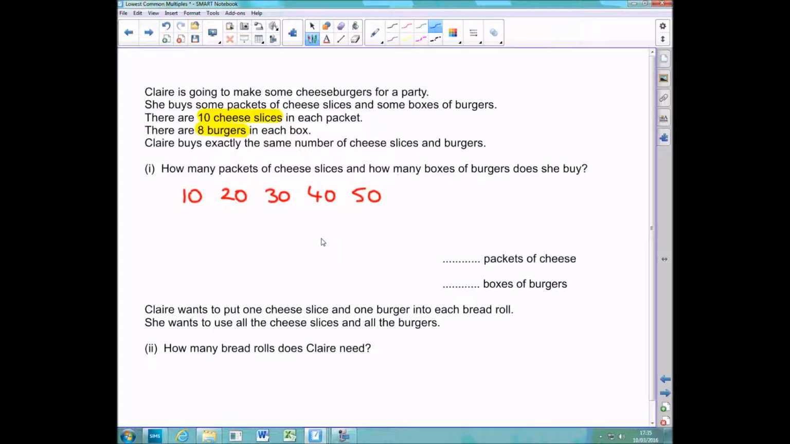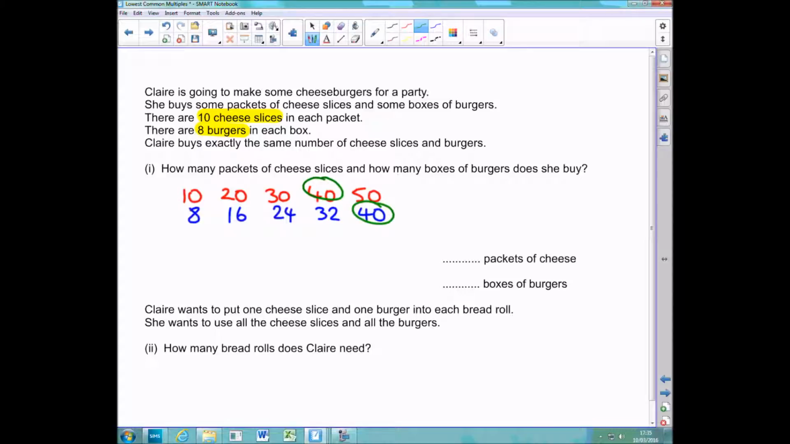Now I'm going to do exactly the same thing with the burgers. If she has 1 box of burgers, that will be 8. 2 boxes will be 16. 3, 24. 4, 32. And if she has 5 boxes, then she'll have 40. Now hopefully you can spot that there's a number in both of those lists, and that is 40.